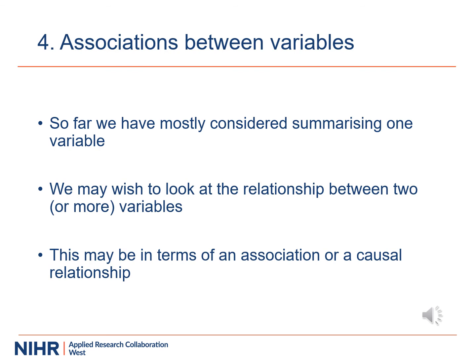So far, we have mostly considered how to summarise a single variable. However, often we're more interested in the relationship between two variables. For example, does drinking coffee cause high blood pressure? Does drinking red wine protect against heart disease? The first step is just to investigate whether there seems to be any association between the two variables of interest. Association is a broader term that does not imply causation. It just indicates if two things tend to go together. This will be the focus of the next part of the course.